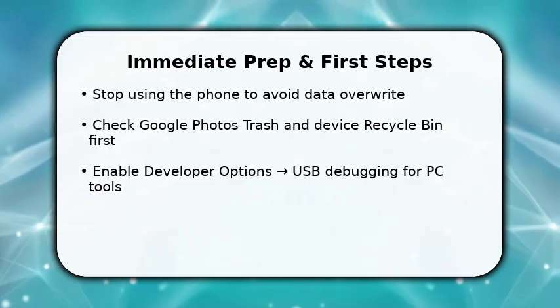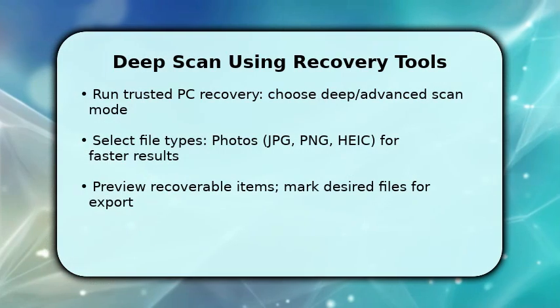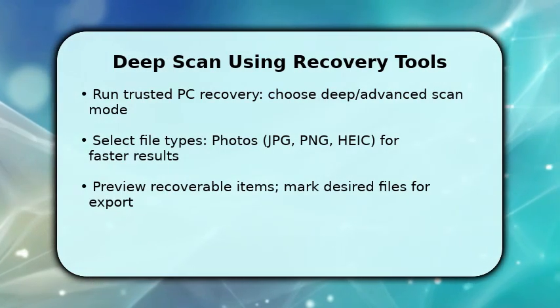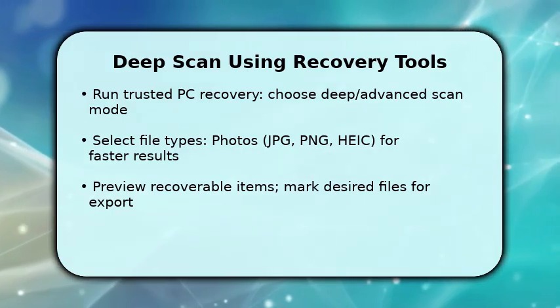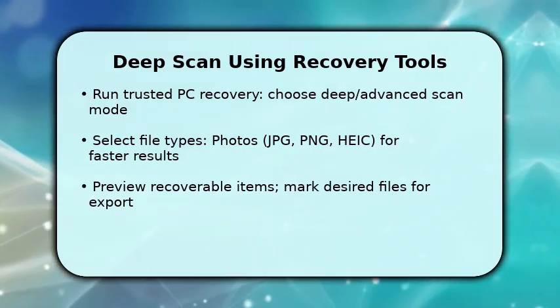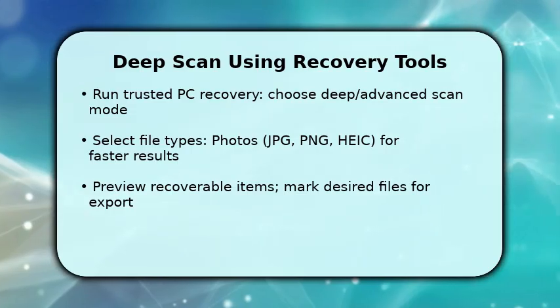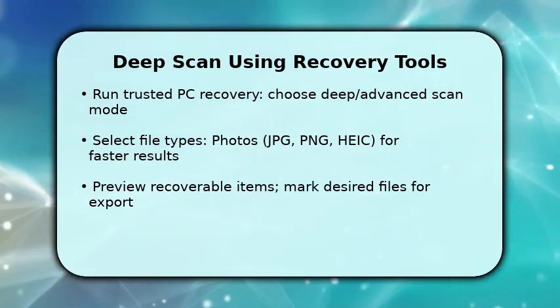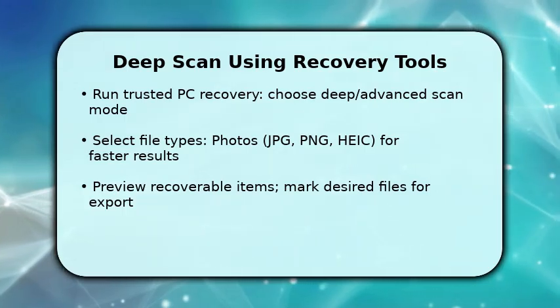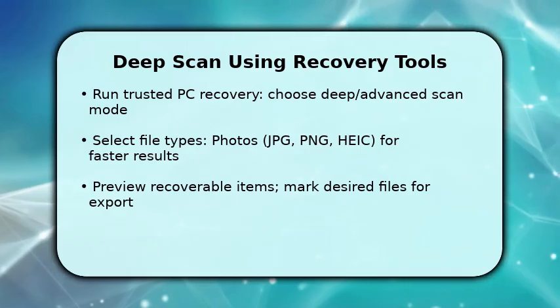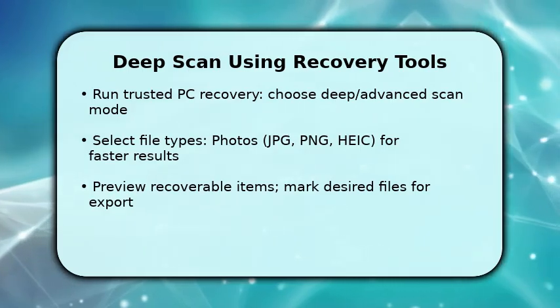Once connected to your PC, run a reputable Android recovery program in deep scan mode so it searches unallocated space and slack areas. Choose image file types like JPG, PNG, to narrow the scan and save time. The tool will parse file headers and fragments to reconstruct pictures. Preview recovered thumbnails so you can confirm integrity, then select the ones you want.